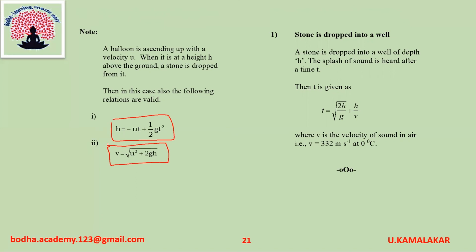Last topic. A stone is dropped into a well of depth h. The splash of sound is heard after time t. Then this time t is given as t = √(2h/g) + h/v, where v is the velocity of sound in air. Its value is 332 meter per second at 0 degree centigrade.